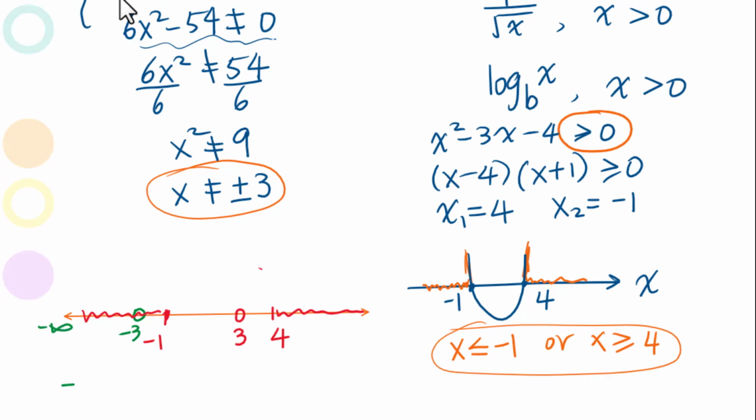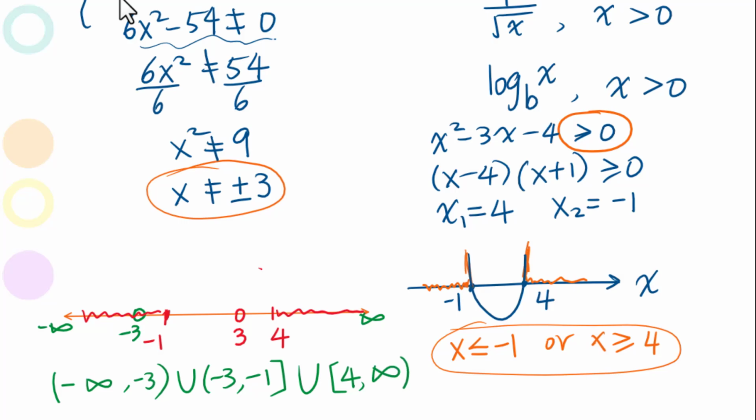Negative infinity, positive infinity. From negative infinity to negative 3, union, negative 3 to negative 1, bracket, union, bracket from 4 to positive infinity.